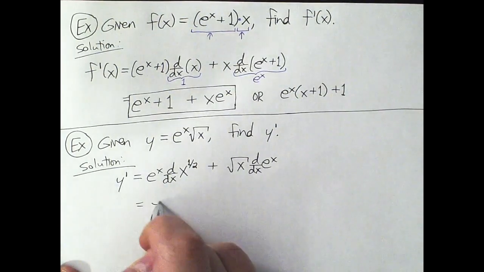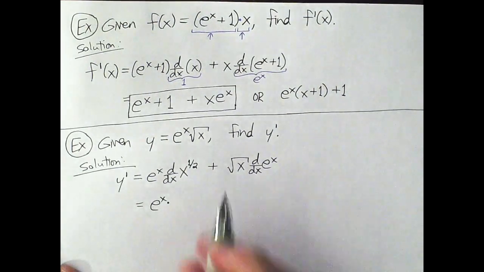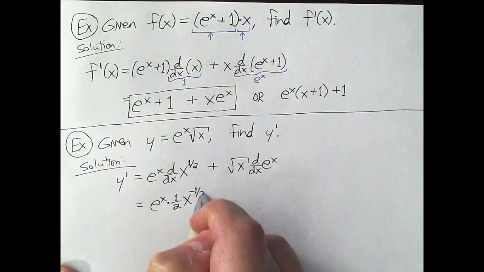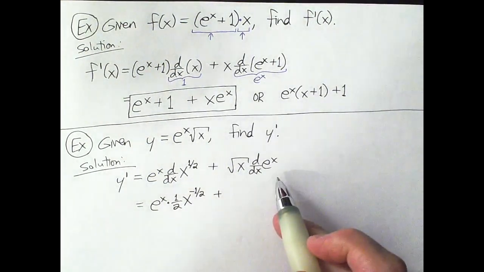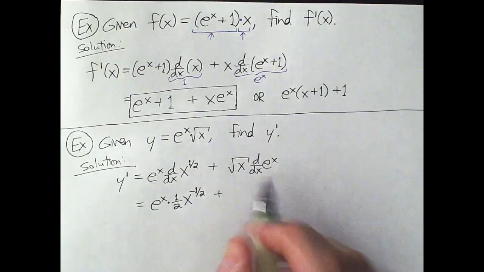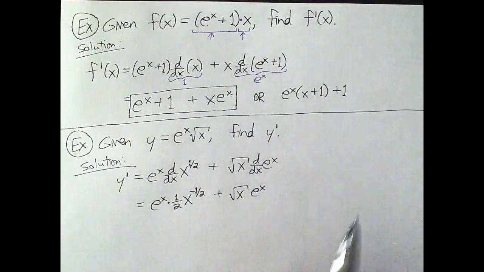So e to the x times, let's do this, d/dx of x to the 1/2 is 1/2 x to the negative 1/2, plus, I can see right here that we're going to get, well, we'll go ahead and write it. Square root of x, e to the x.